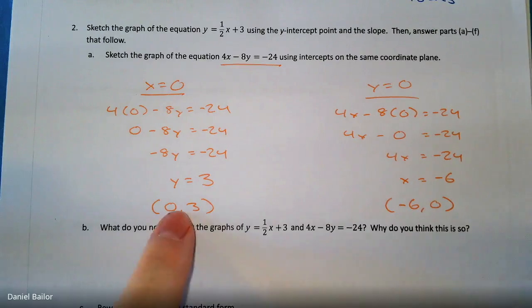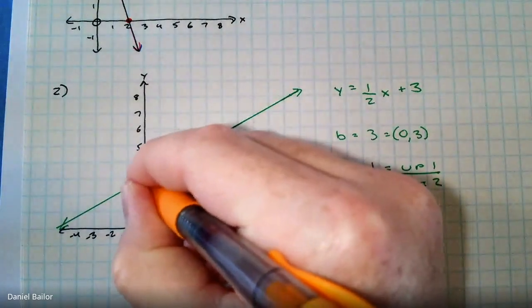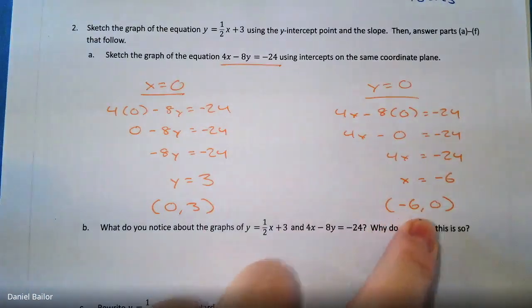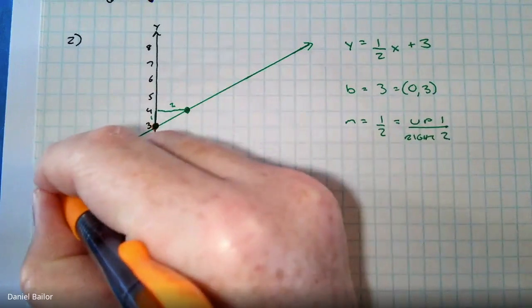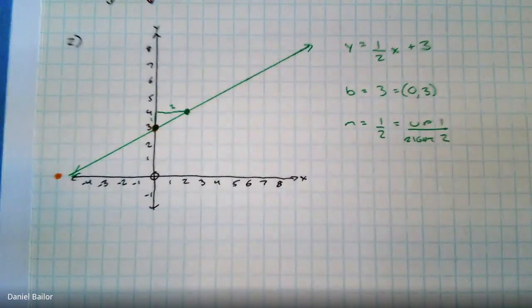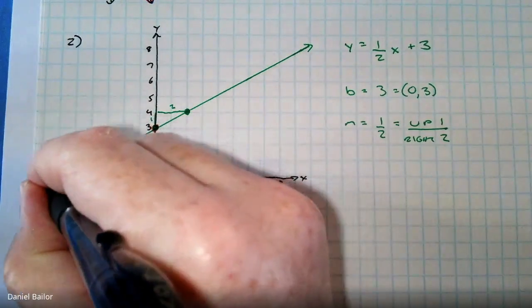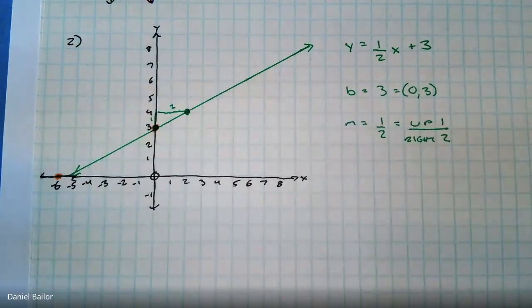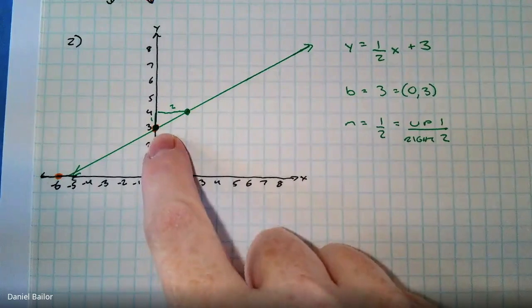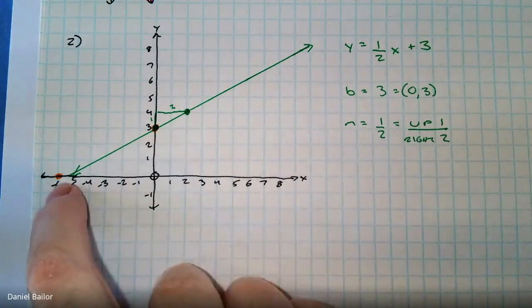So 0 and 3. 0 and 3. Oh, look at that. Same spot. Negative 6 and 0. Oh, it's over here. Negative 6 and 0. It turns out I did not make my axes long enough when I started. Negative 5, negative 6. There we go. Now you can see I have 0, 0 and 3, and negative 6 and 0.